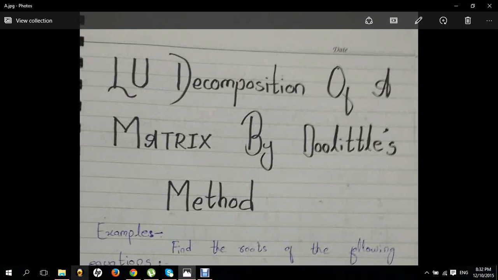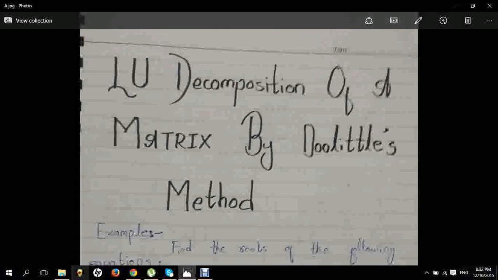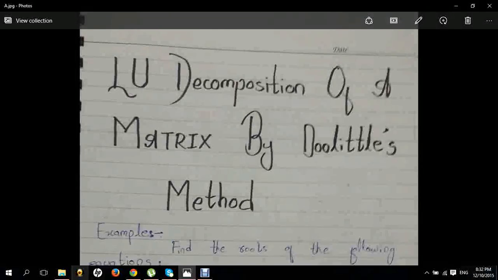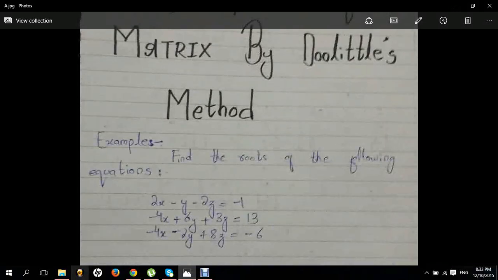Today we are going to learn LU decomposition of a matrix by Doolittle method. In order to understand the method, we have to consider an example. I have this example which says: find the roots of the following equations.